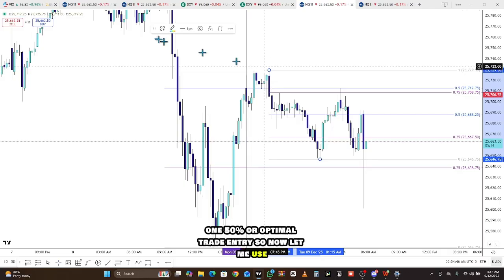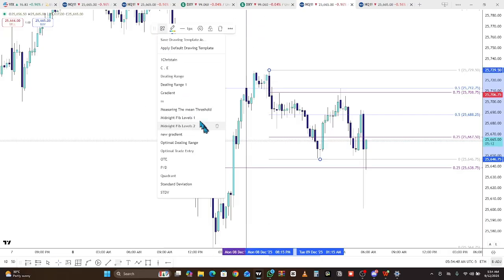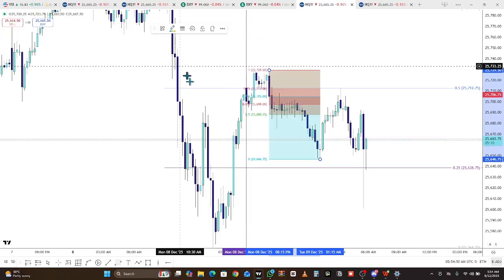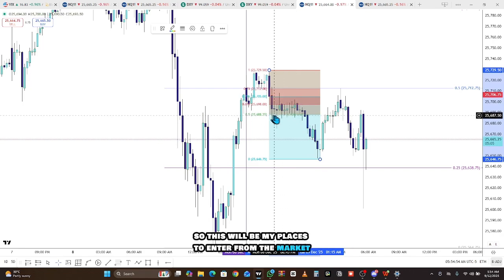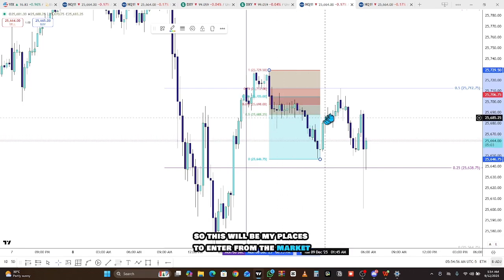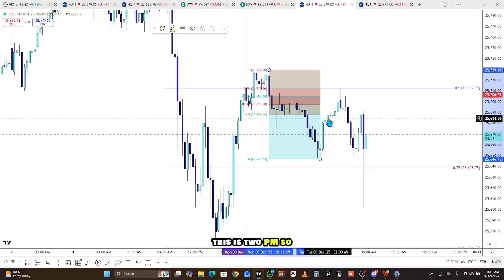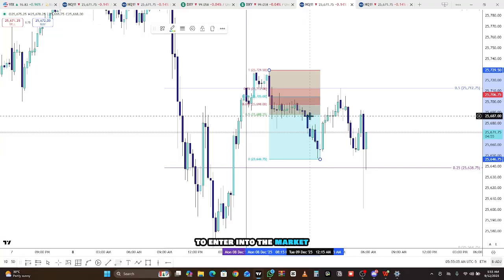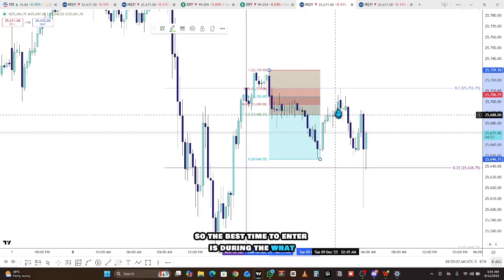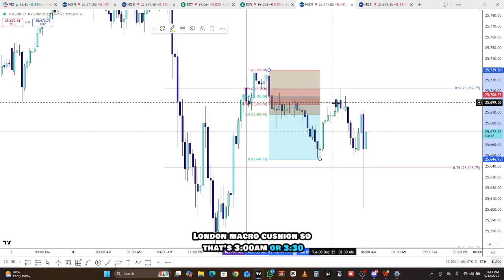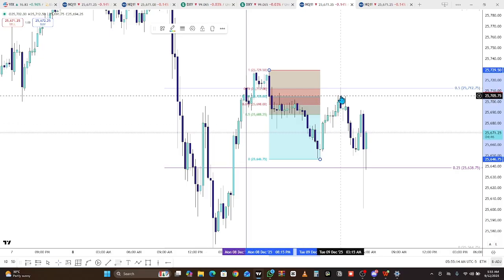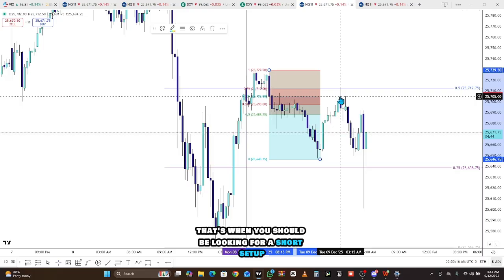So now let me use this 50% or optimal trade entry. So this would be my places to enter from the market. So I would like to see what time is this. This is 2 p.m. So 2 p.m. is a low probability time to enter into the market. So the best time to enter is during the London macro Q zone. So that's 3 a.m. or 3:30. That's when you should be looking for a short setup.